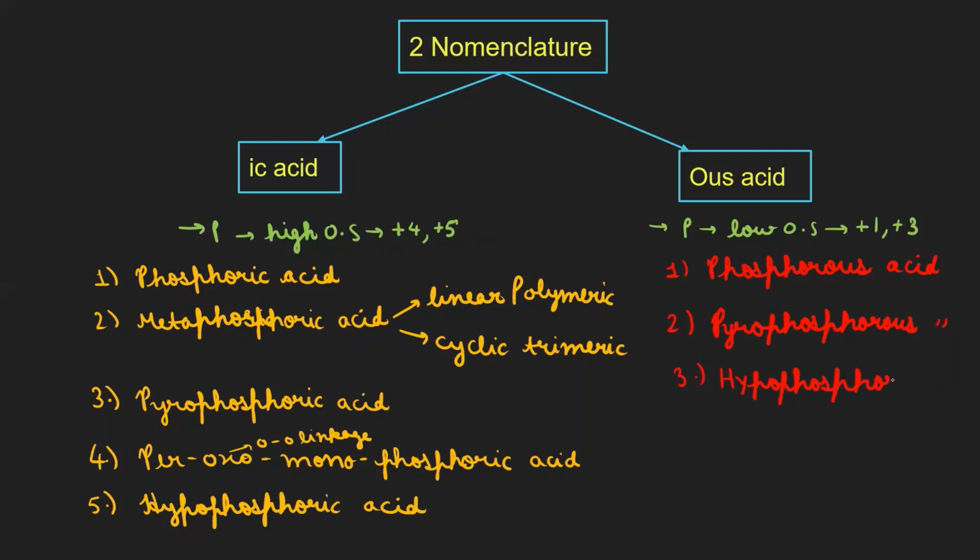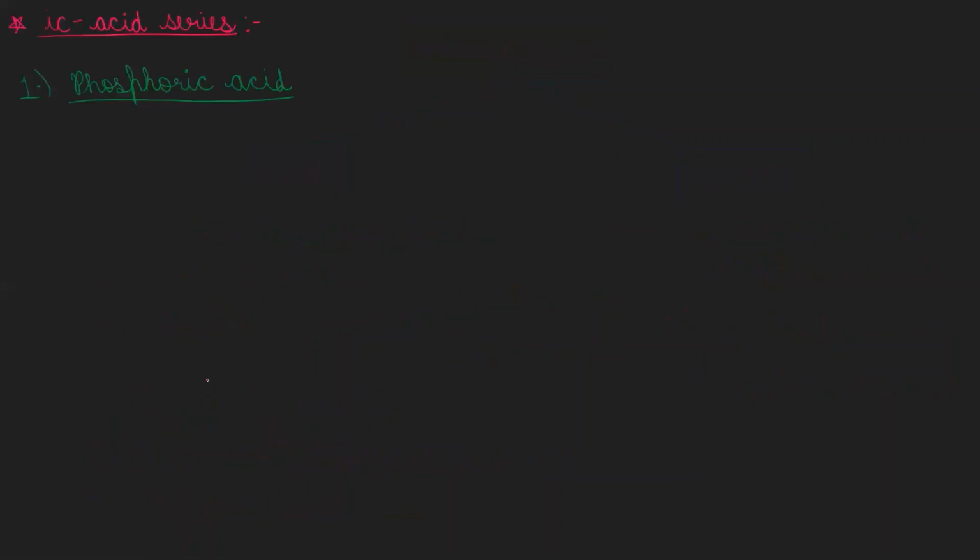Now let us discuss what are the structures of these ic acid series acids and ous acid series acids in detail. First, let us discuss what are the structure and the formula of the ic acid series member. So first member here is phosphoric acid, and the formula for this phosphoric acid is H3PO4.